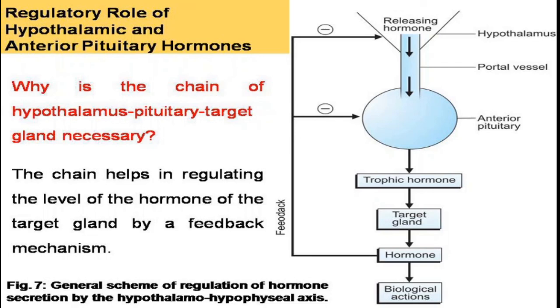Similarly, the anterior pituitary hormone inhibits the release of hypothalamic hormone. In this way, the level of the target hormone is brought down. If it falls below normal, the same mechanism works in the opposite direction to bring up the level of the hormone. This is a classical negative feedback mechanism.